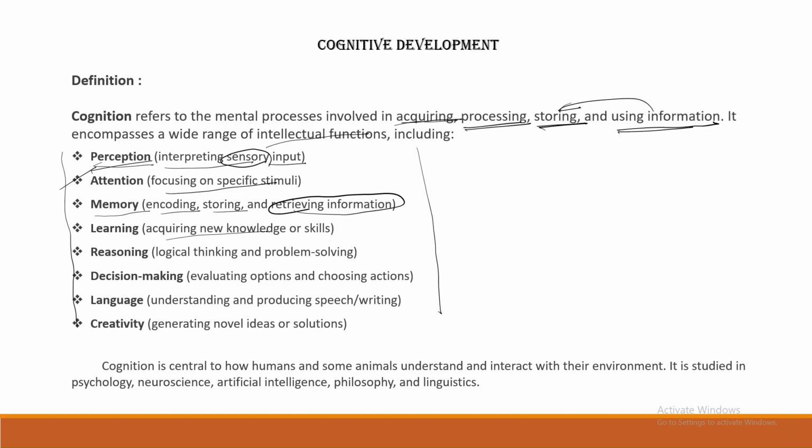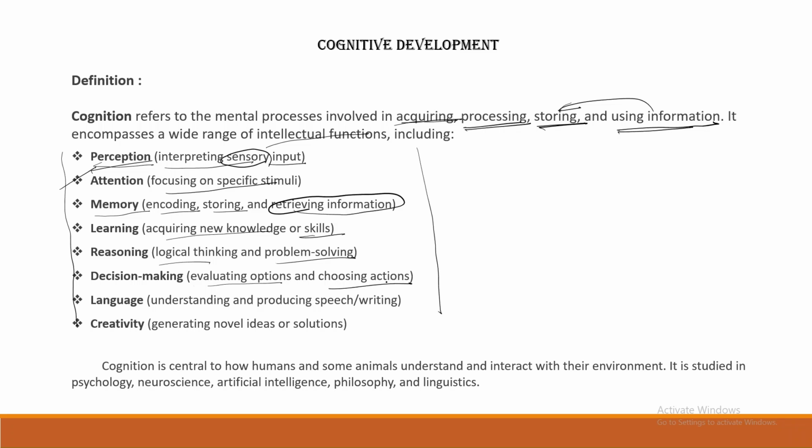Later on, acquiring new knowledge: if we have not experienced that particular smell earlier, then through learning we understand that this type of smell belongs to this particular dish, so we are upgrading our skills. Next, logical thinking and problem solving. We couldn't understand that type of smell, and now we understand that this type of smell belongs to this particular dish. That is logical reasoning; we solve the problem and understand that the smell belongs to that particular dish. Later on, evaluating options and choosing actions.